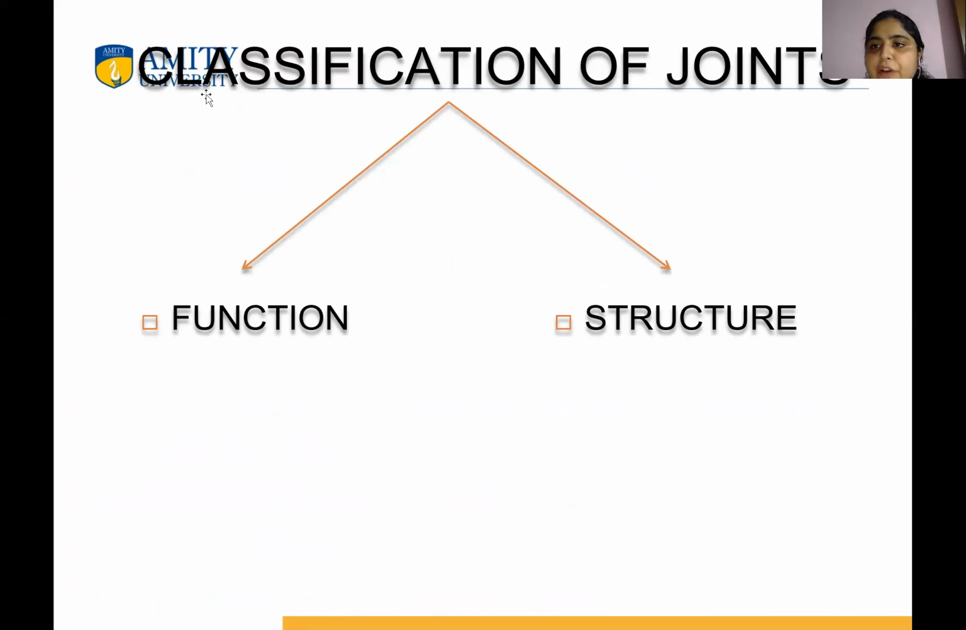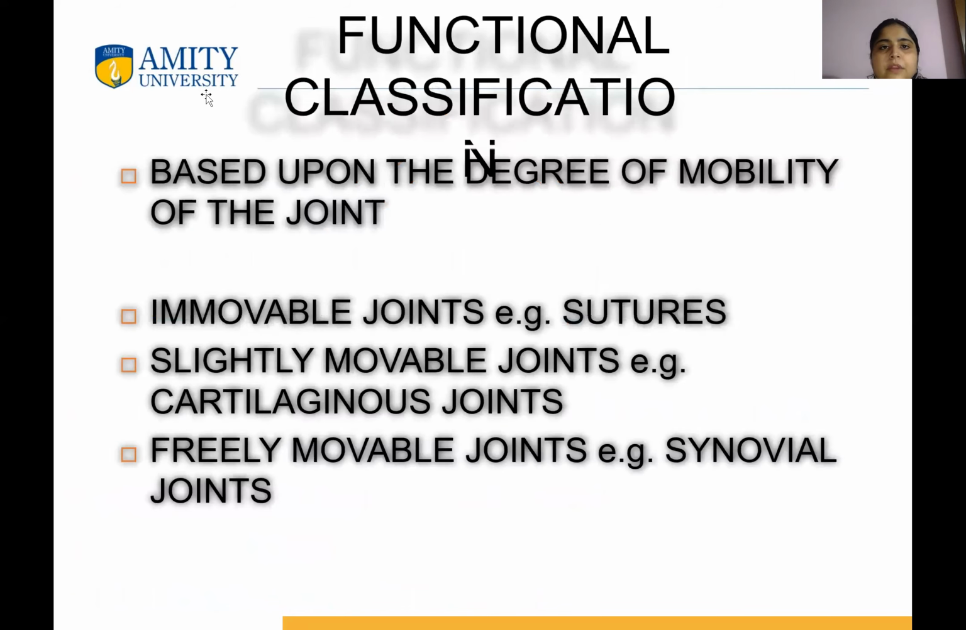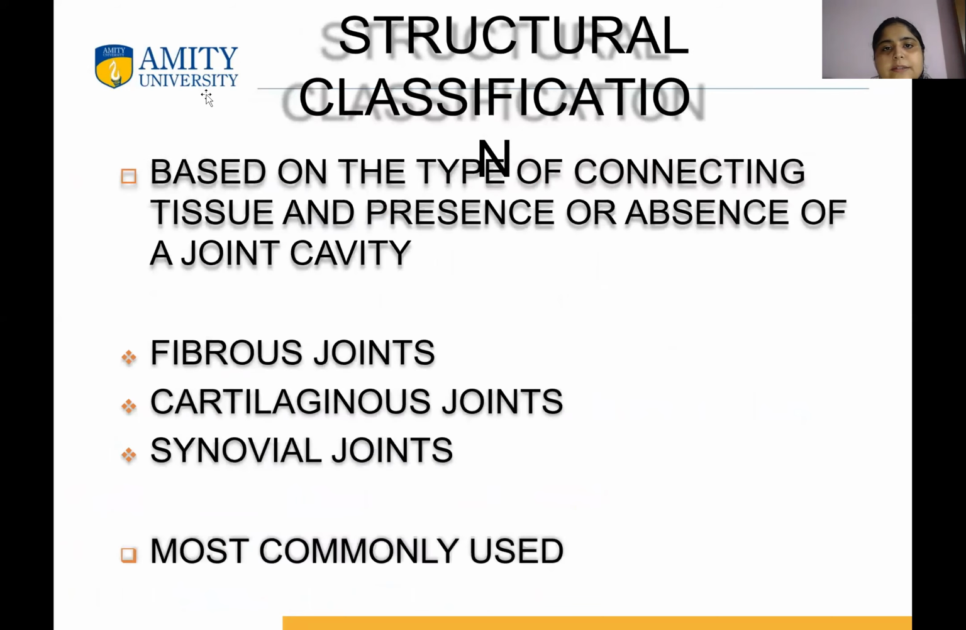Classification of joints can be functional as well as structural. The functional classification is based upon the degree of mobility of the joint. They can be immovable joints like the sutures, slightly movable joints like the cartilaginous joints, and freely movable joints, that is the synovial joints.